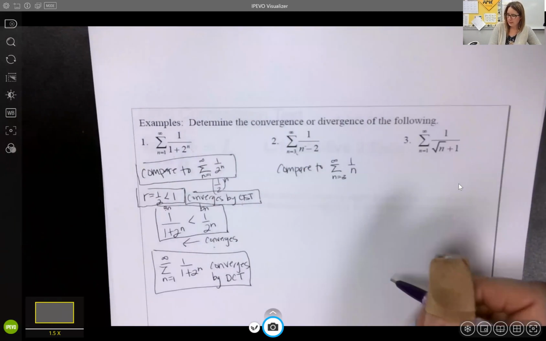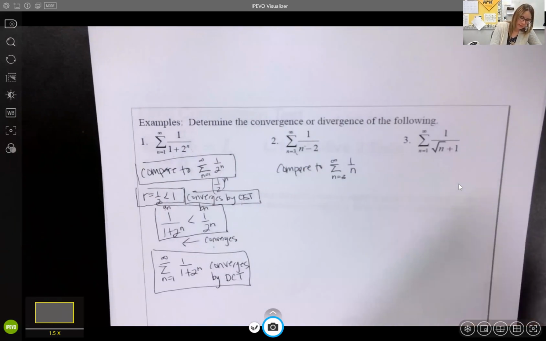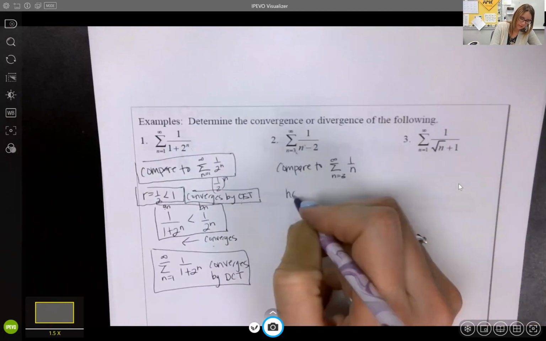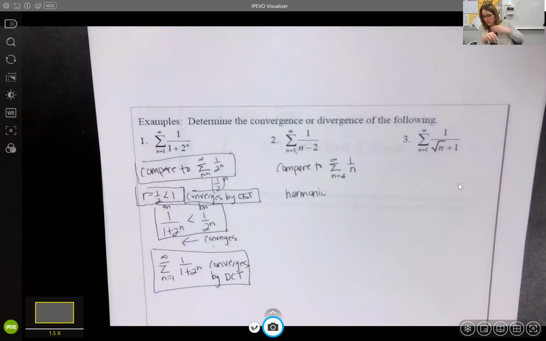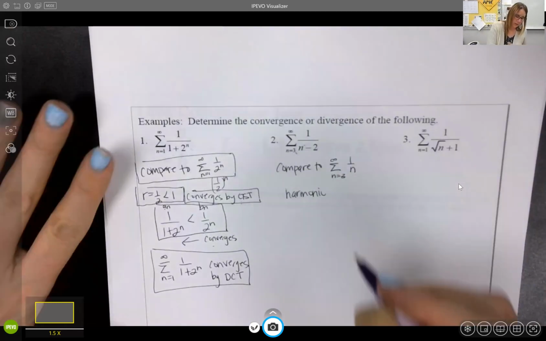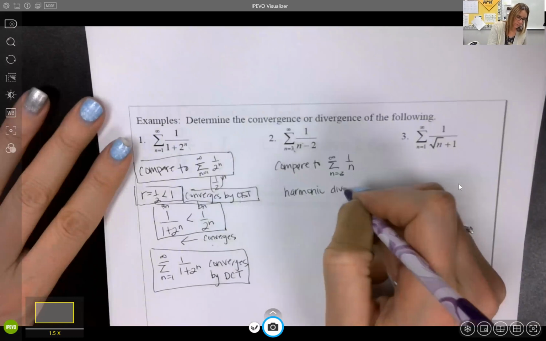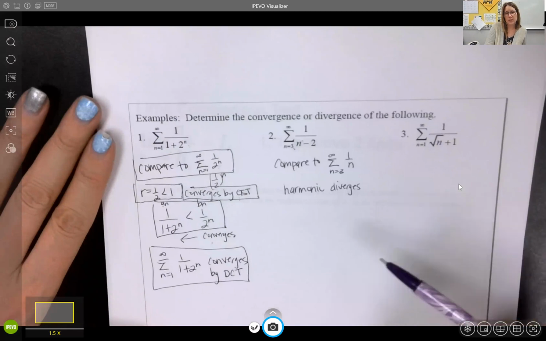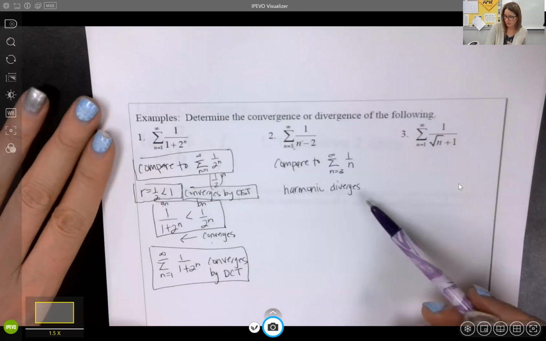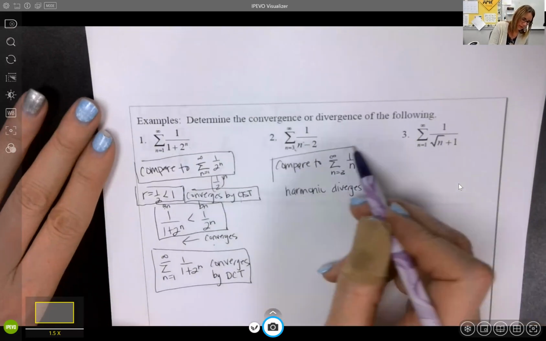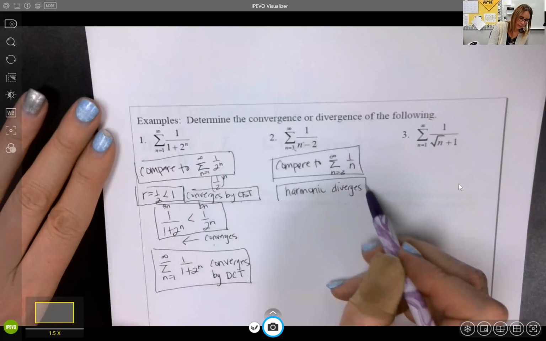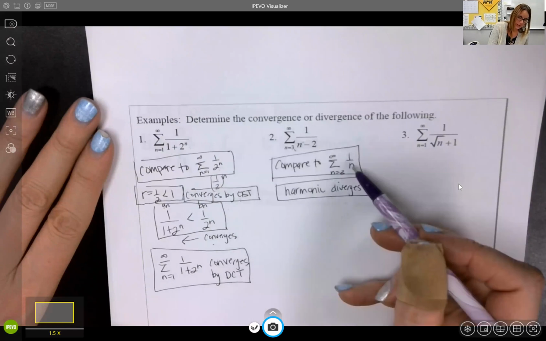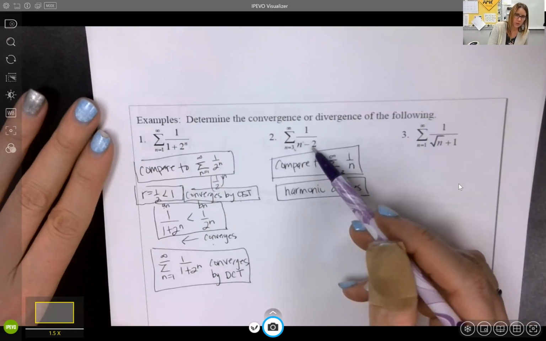Okay, 1 over n doesn't take very much work. It is a p series where p equals 1, and it's a harmonic. Remember, it's our special function that we call harmonic, and the harmonic always diverges. Okay, so you could either write p equals 1 and then go through the PST test, or you could just do harmonic diverges. So we've compared to this. Our less complicated function diverges, and which one out of 1 over n and 1 over n minus 2 is smaller or larger?